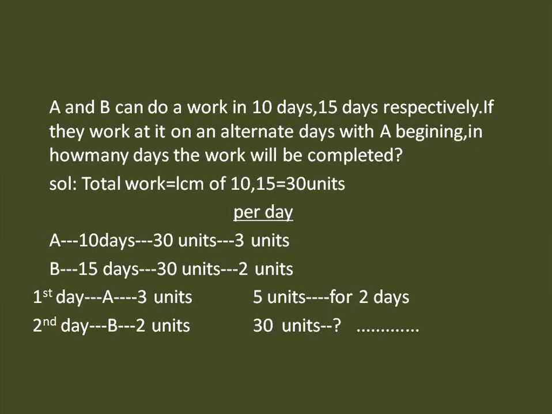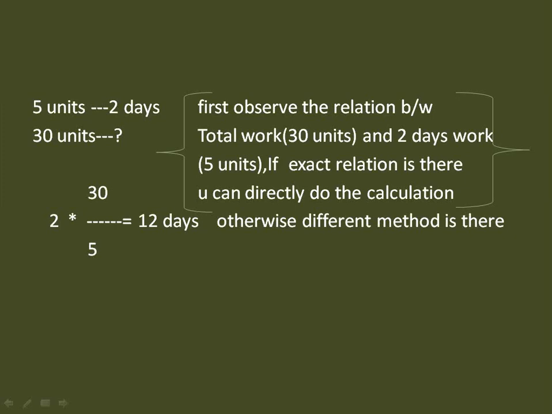Okay. In 2 days they can complete 5 units. So 5 units for 2 days. So total work is 30 units. Before going to the calculation, you have to observe the relation between total work, that is 30 units, and 2 days' work, 5 units. Is there any relation between 5 and 30? Exact relation. Yes. 5 sixes are 30. So you can directly do the calculation.